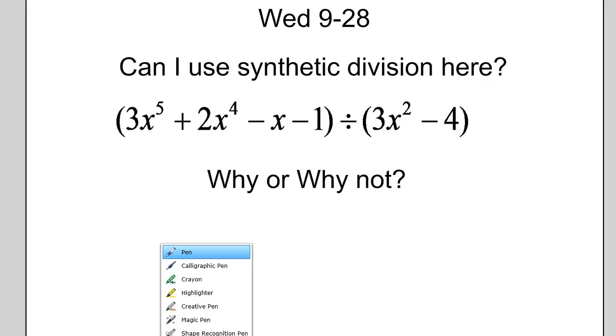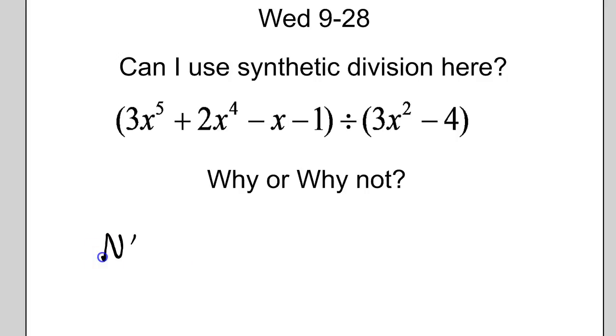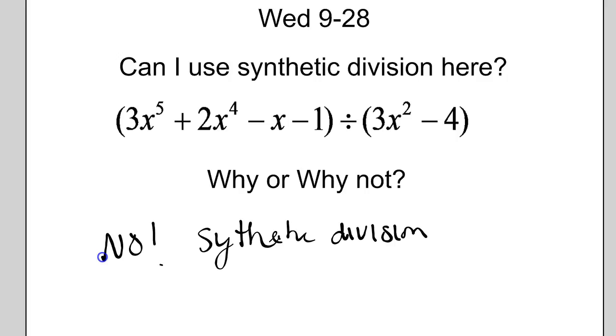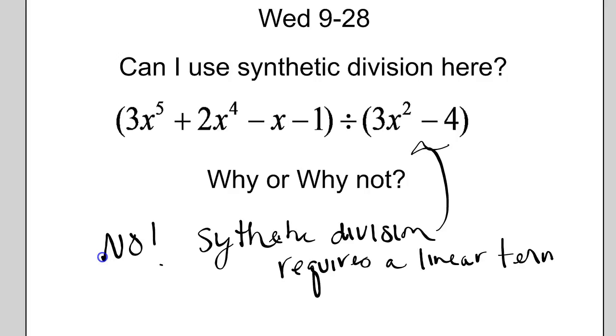No, we cannot. The answer is no. Why? We can only use synthetic division if we have a linear term. Synthetic division requires a linear term. A linear term has what degree? X to the first degree. So we can't use it.